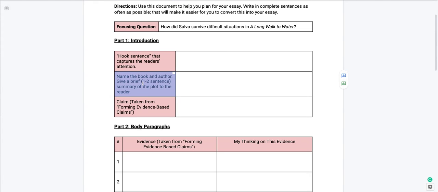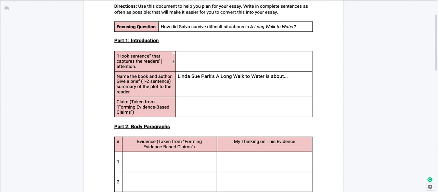Next, we've got two areas here that we want to focus on. Let's look at this first. Name the book and the author. Give a brief 1 or 2 sentence summary of the plot to the reader. So tell me what the book is about. Linda Sue Park's A Long Walk to Water is about... whatever your answer to that is. It doesn't have to be long or complicated. Just tell me a brief idea of what this novel is about.